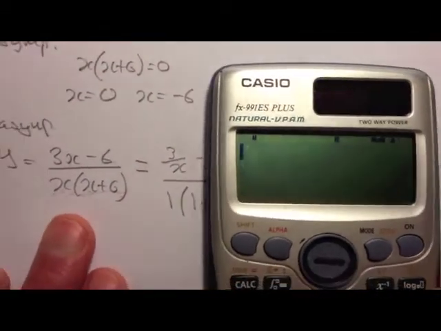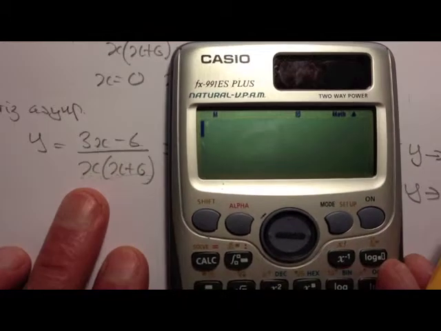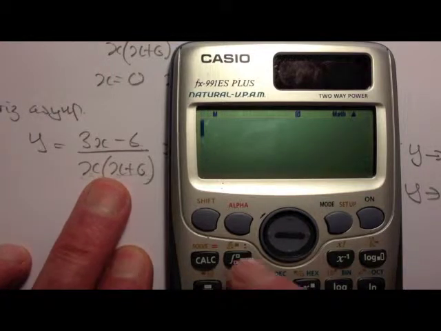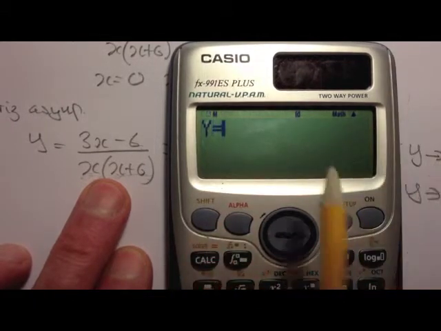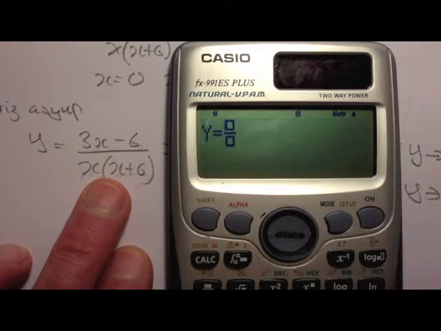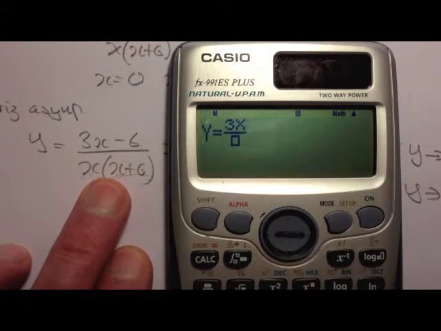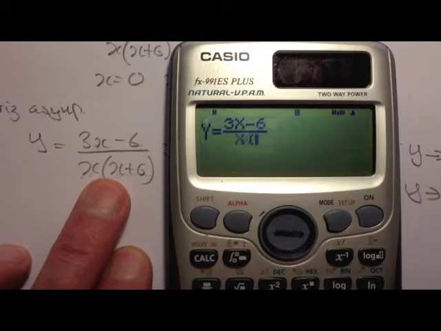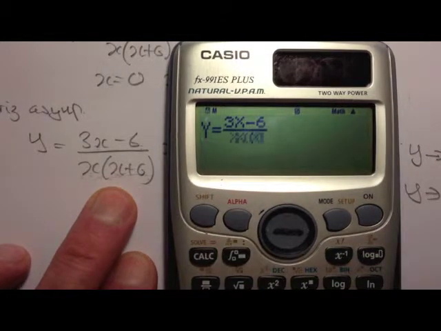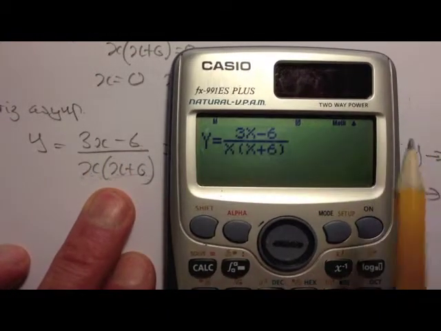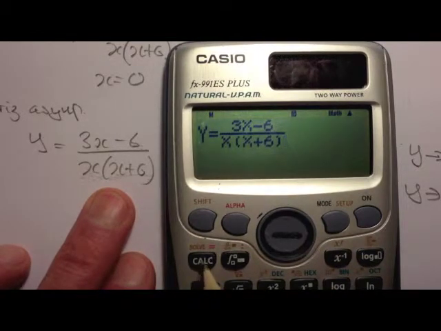If we're unsure about this approach, or we just want to make absolutely sure, we can go back to our original expression, and using our calculator, the silver calculator, we can put that rational function directly into the calculator. So we'll say alpha y, alpha equals, note the use of alpha equals, fraction button, 3 alpha x to get the x symbol, minus 6 over alpha x, open brackets, alpha x plus 6, close brackets. So it looks identical. Our two expressions look identical. And then we can evaluate this or calculate it for different values of x.